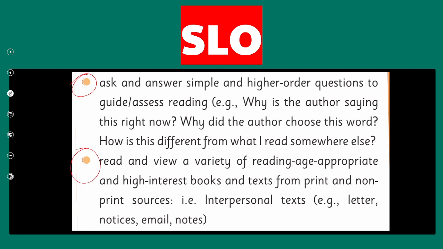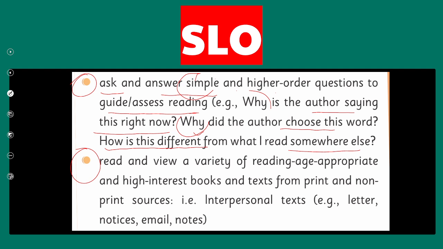First one says that ask and answer simple and higher order questions to assess or guide the reading. For example, questions like why is the author saying this right now? Why did the author choose this word? And how is this different from what I read somewhere else? So these are the kind of questions that are of higher order thinking skills. They are called HOTS. So we will understand how we can answer these why and how questions after we are finished reading the text.